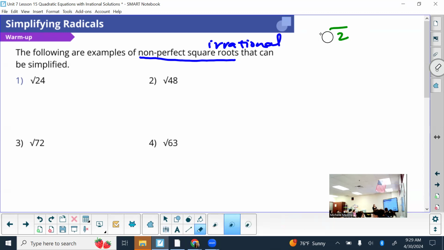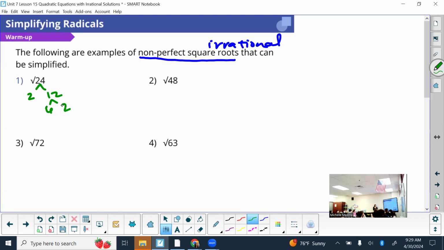So these non-perfect squares can be simplified. The way that you'll do that, and we'll do the first one together, and then you'll try the next 3, is you want to break it down into its prime factors. So give me 2 numbers that multiply to 24, other than 1 and 24. 2 is prime because it only breaks down to 2 and 1, right? 12 is not. What does 12 break into? 6 and 2. Again, 2 is prime, 6 is not. What does 6 break into?